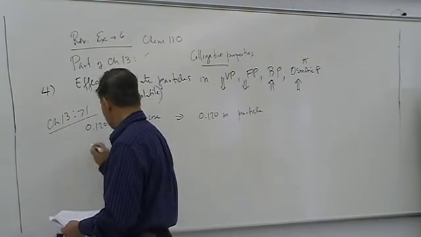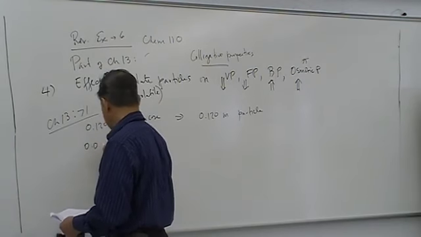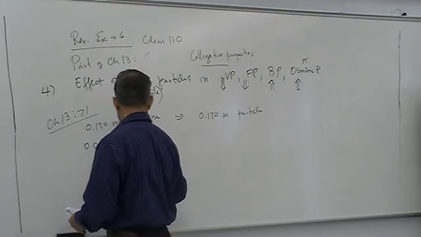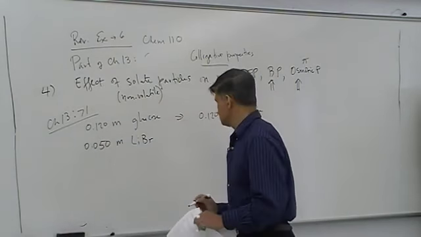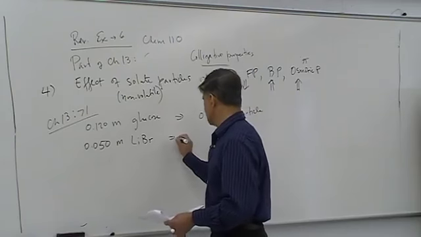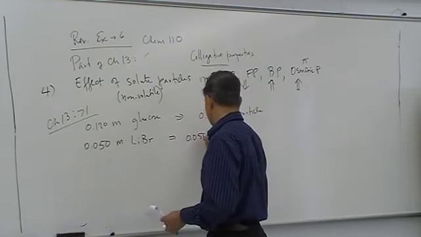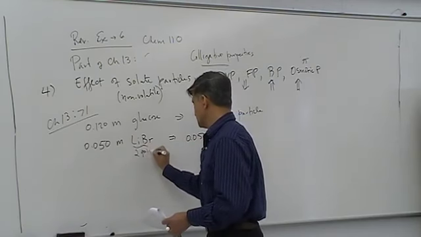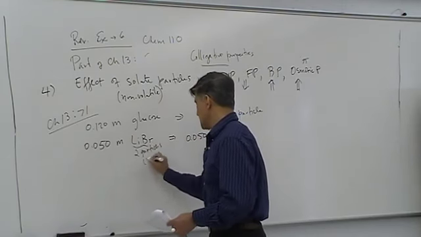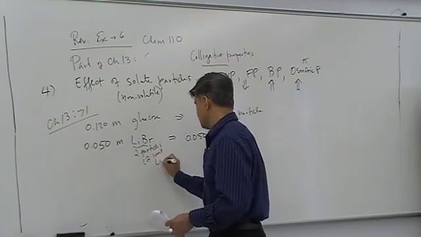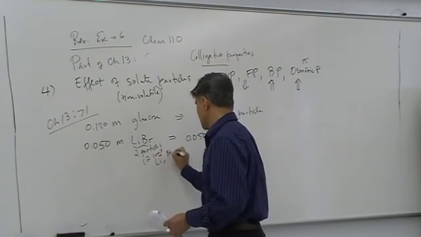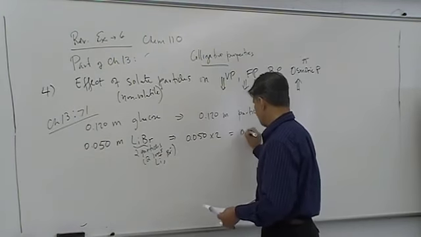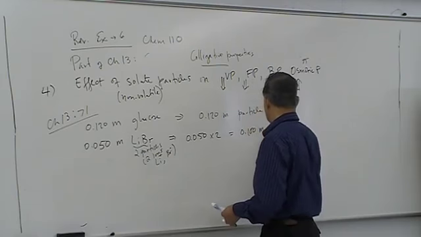They're also adding, this is the second sample, 0.050 molal lithium bromide. It's an ionic compound, so it breaks down into two particles. So it's going to be 0.050 times 2, because two particles are two ions. Lithium is one of them, Br is another one. So you need to multiply this by 2 to get the number of particles, 0.100 molal particles.